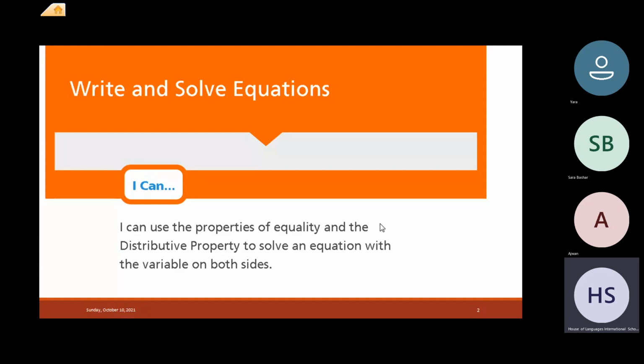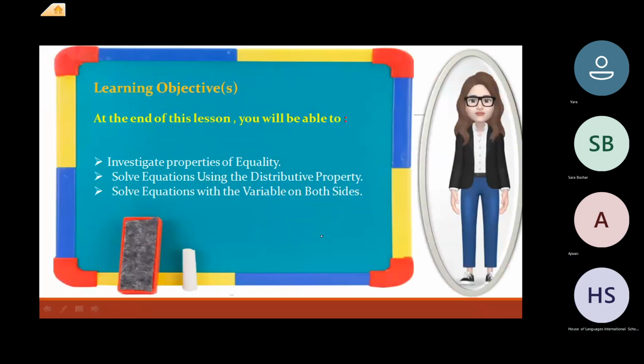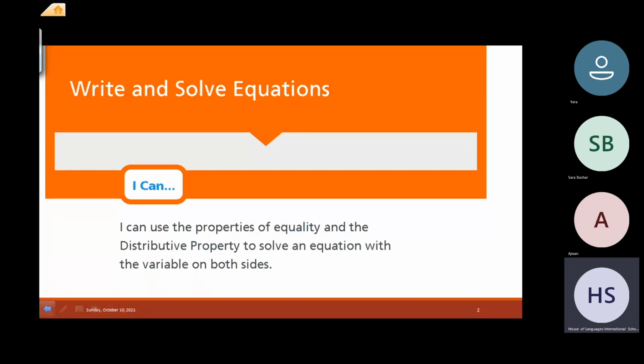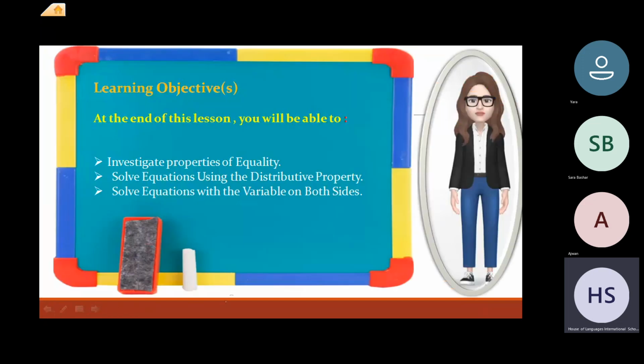Write and solve equations. In this lesson, we will remember the properties of equality and the distributive property to solve an equation. Here, what do we have? We have an equation. That's an expression. In the first lesson, we have an expression. We need to simplify it. Now, this lesson, we have an equation and we need to solve it.